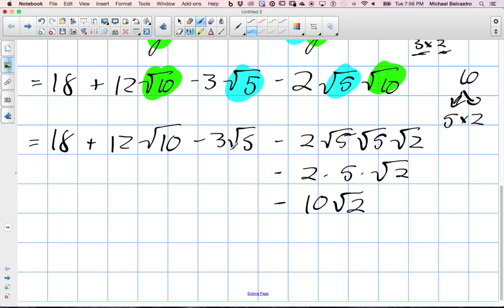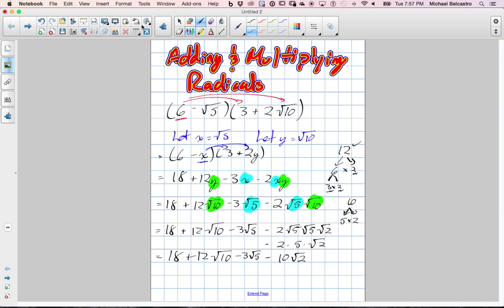Here, nothing we can really do. So we have negative 3 root 5, positive 12 root 10, and 18. If we look at all our radicals, there's nowhere we can go. We could split the 10 into 2 and 5, but that's not going to help us. So this would be as simple as we get with radicals in this question.